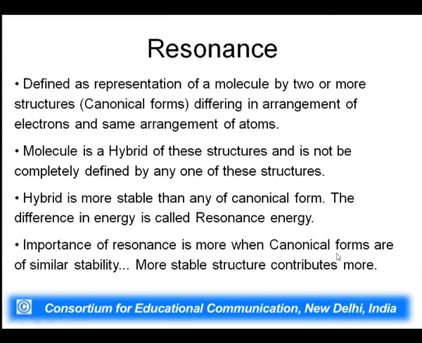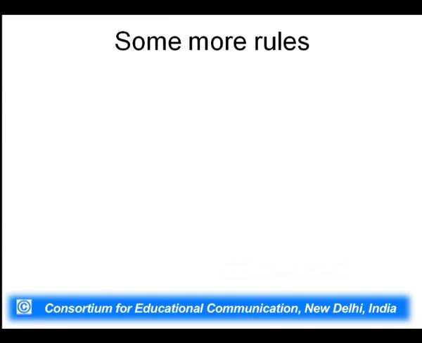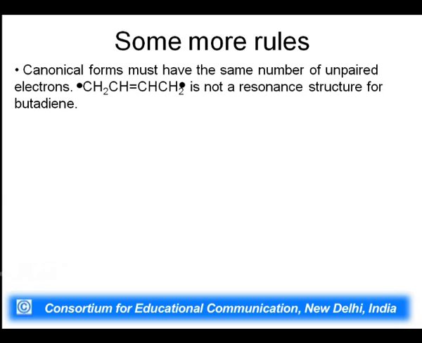If I am drawing n number of structures and there are wrong structures, or some structures which do not follow the rules of the resonance effect, then their contribution will be less, minimum, negligible, or maybe zero. So, I have to see the rules for how I can create resonance in every molecule. The first of the rules, very important, is that canonical forms must have the same number of unpaired electrons.